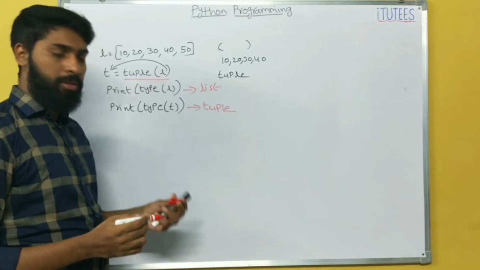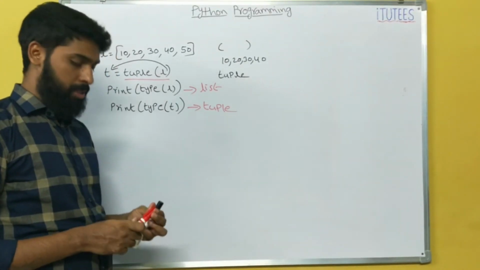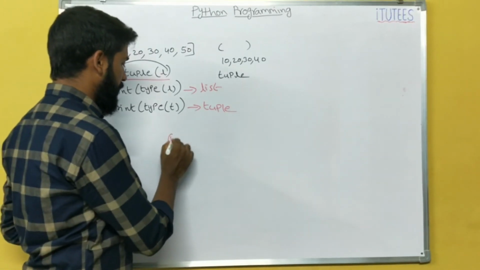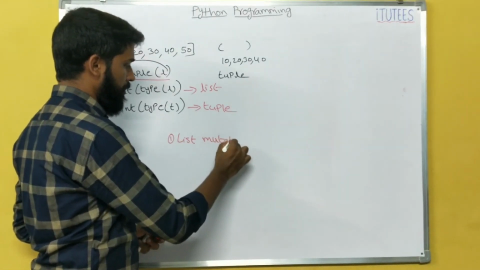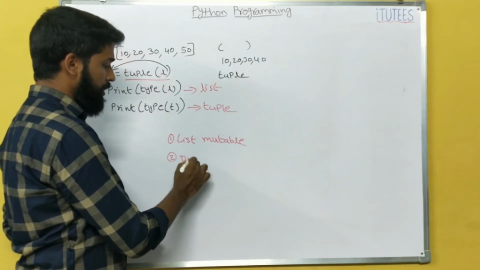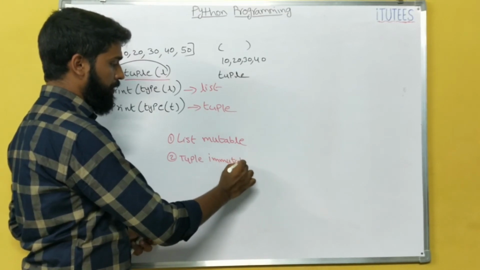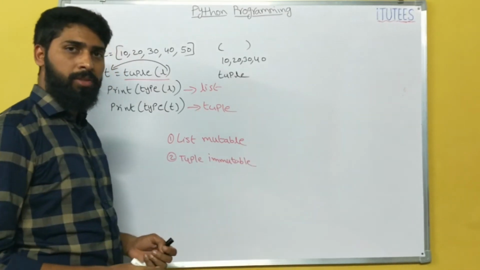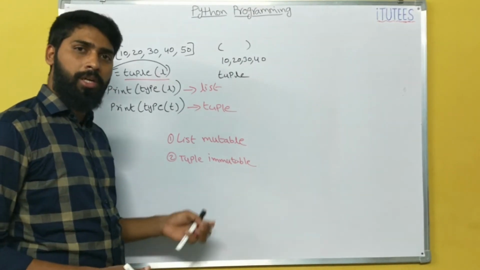So this is about tuple. What is the main difference between list and tuple? So list is mutable. And second one, tuple is immutable. So this is the main difference between these two. That means you can alter the list, you cannot alter the tuple.